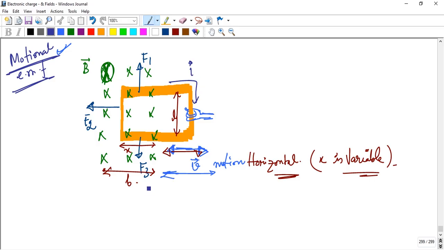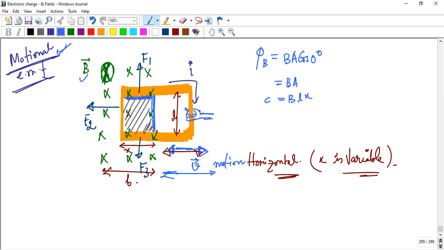So we know that the area actually changes. If the area is changed, the flux also changes. So phi B is the flux, that is BA cos of the angle, and the angle is 0 degrees, cos 0 is 1, so that is BA. There is B, and area means this length L and this length X, that is LX.